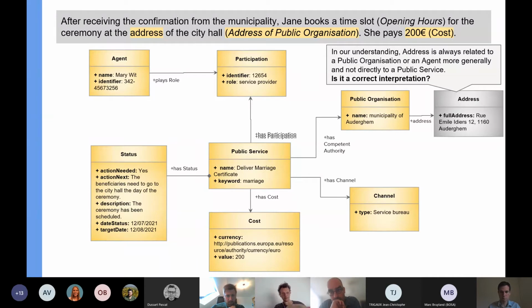And then we'll need some differentiator in this model saying you can choose this address from this public organization. Yep. And then it's still the question, is the address linked to the public organization? Because a competent authority isn't always the public service deliverance. Yeah, that's true. And then you have a mismatch between address and public organization, so it's tricky.